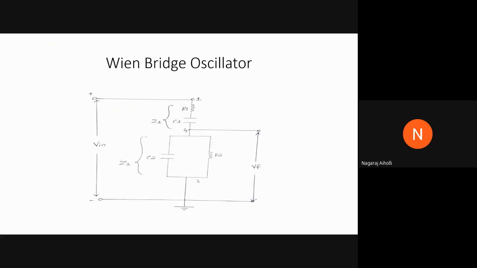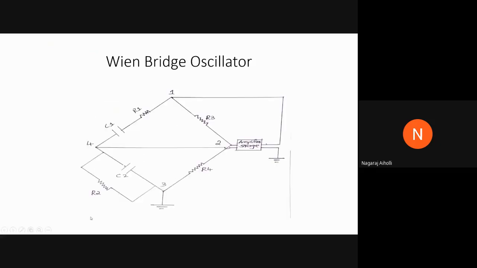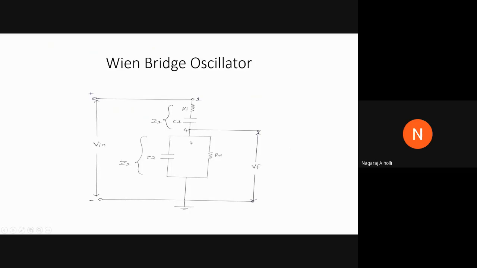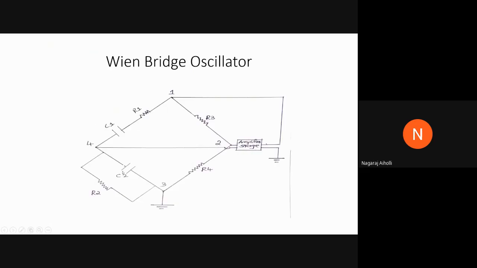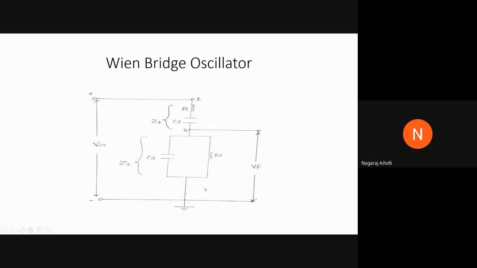So this is the Wien bridge oscillator redrawn here. R1 and C1 are in series between terminals 1 and 4. Then between 4 and 3, where the ground terminal is, terminal 3, we have R2 and C2 in parallel.